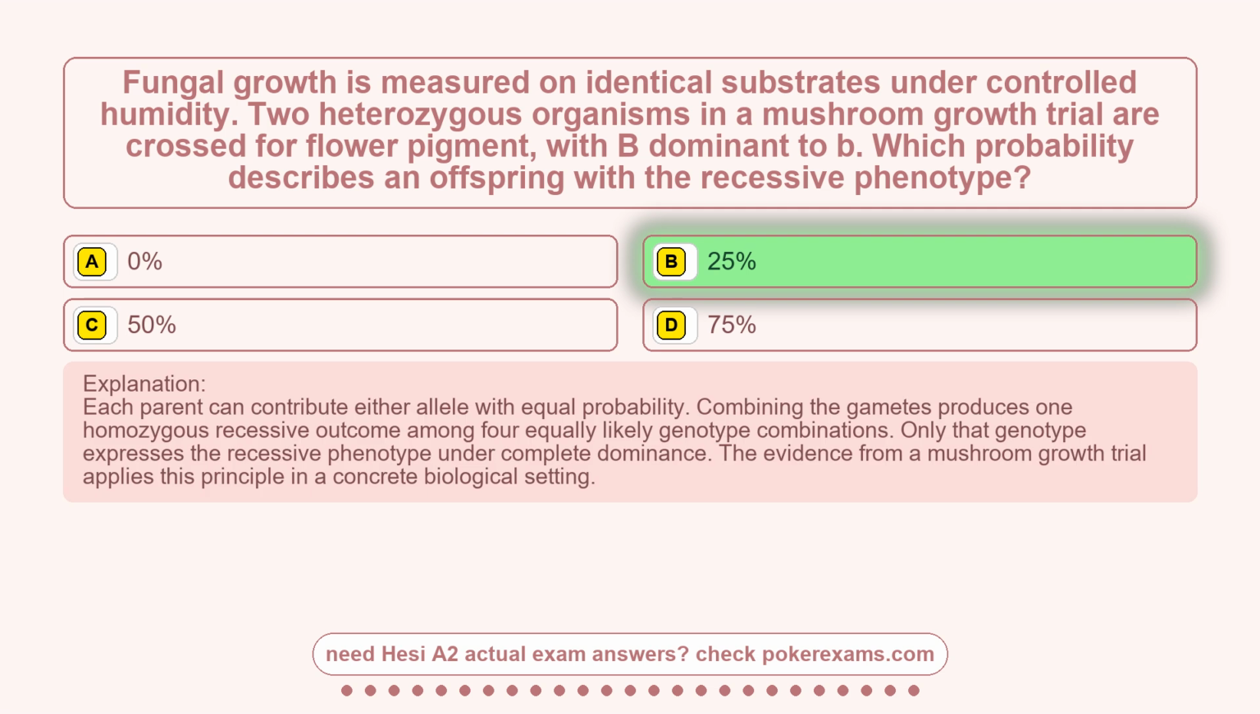Each parent can contribute either allele with equal probability. Combining the gametes produces one homozygous recessive outcome among four equally likely genotype combinations. Only that genotype expresses the recessive phenotype under complete dominance. The evidence from a mushroom growth trial applies this principle in a concrete biological setting.